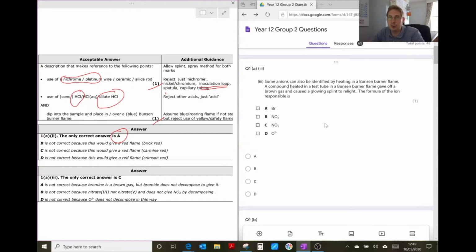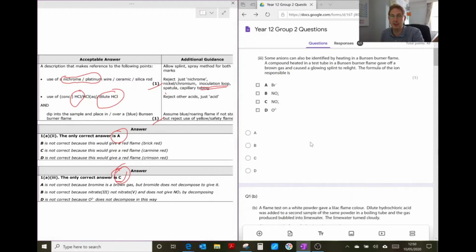Some anions can also be identified by heating in a Bunsen burner flame. A compound is heated in a test tube in a Bunsen burner and it gave off a brown gas and caused a glowing splint to relight. The formula of the ion responsible. Well, the thing that decomposes to give oxygen and nitrogen dioxide is the nitrate anion, C. Okay, so the nitrate anion is the thing that decomposes, gives off nitrogen dioxide and oxygen.